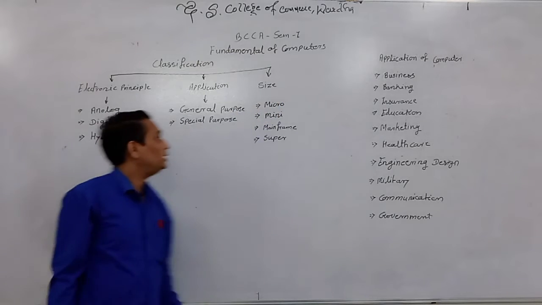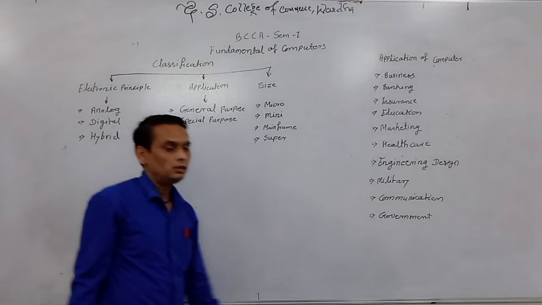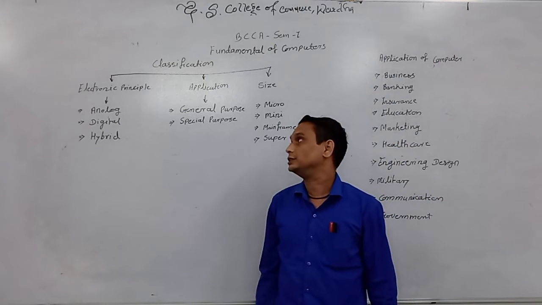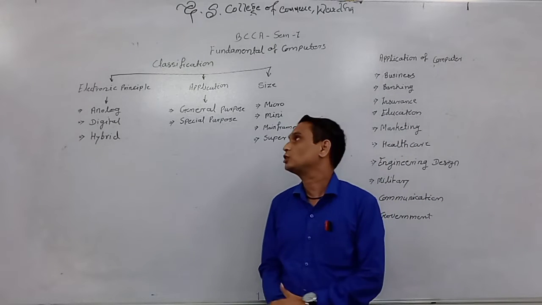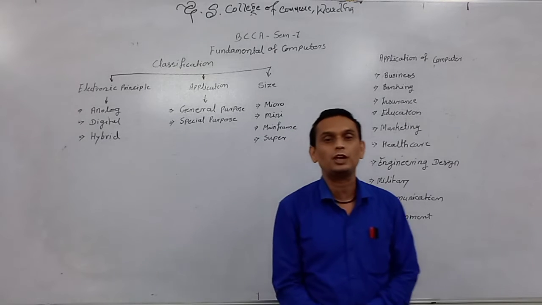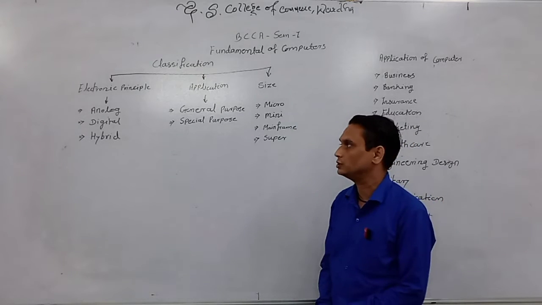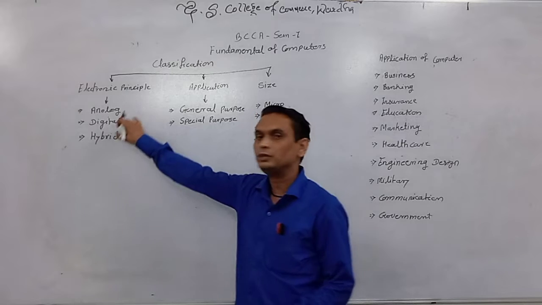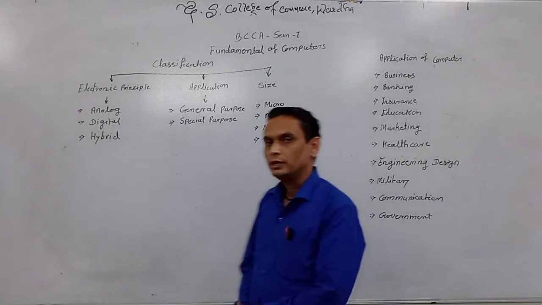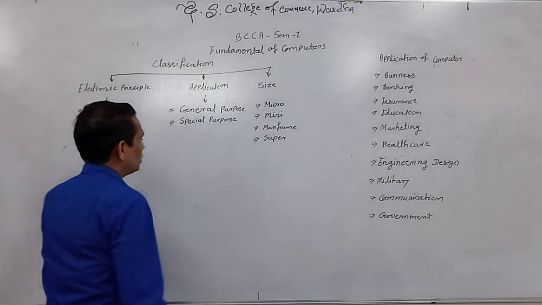So the first one is electronic principle or operational purpose. Depending on the electronic principle, we have three types of computers which are used: analog computer, digital computer, and the hybrid one. The first one is the analog computer.